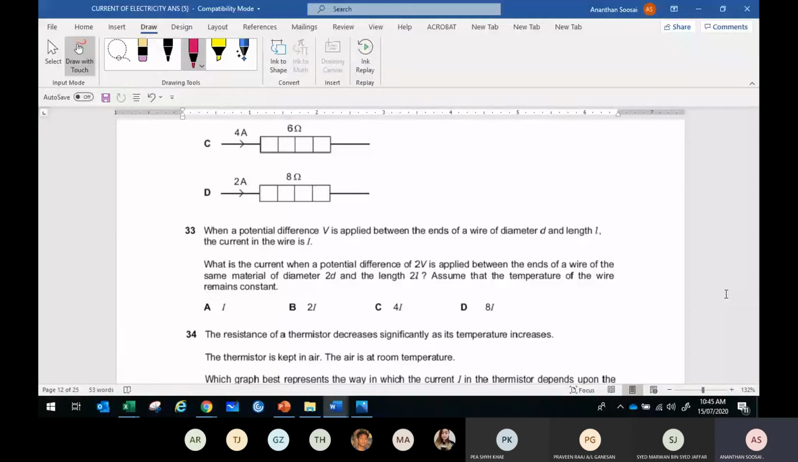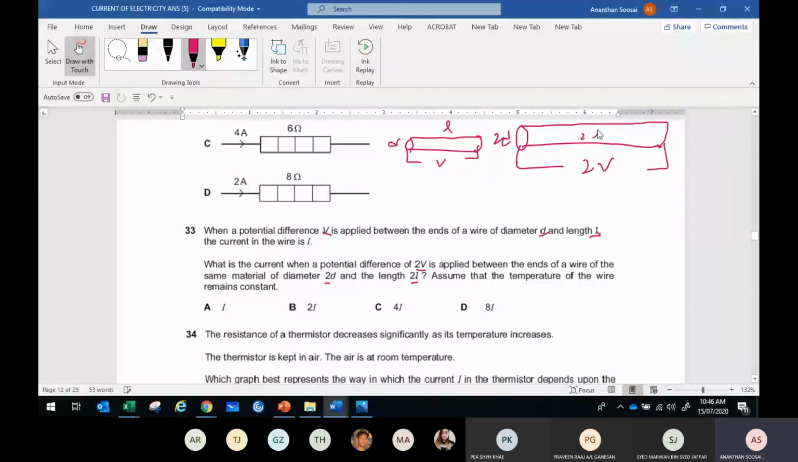Okay, anyone got the answer? So, a potential difference is applied between the ends of a wire of diameter D and length L. One wire has diameter D and length L, and the voltage applied is V. Another wire has 2D, 2L, longer, and the voltage applied is 2V.